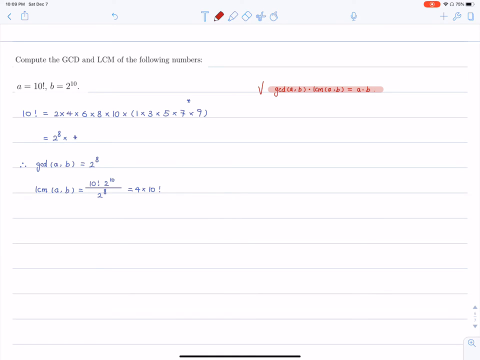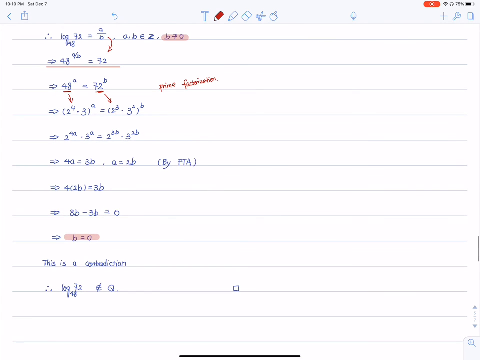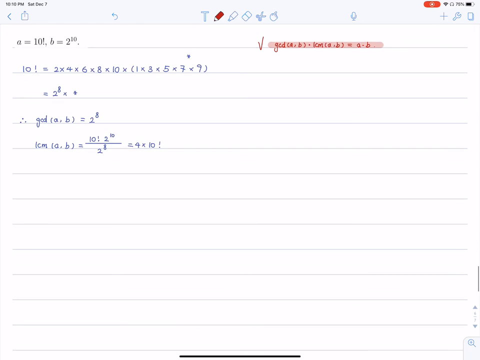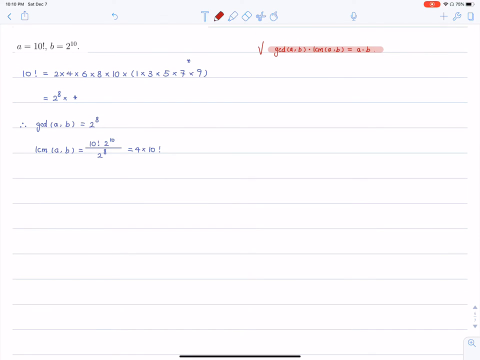But the other thing is I want you to know that there is another way to find the GCD of two numbers, which is you do the prime factorization. As we mentioned here, prime factorization. Right now your A is 10 factorial, which is 10 times 9 times 8 times till 1. So I wrote it as 2 times 4 times 6 times 8 times 10, and so I wrote the even numbers together and odd numbers together.